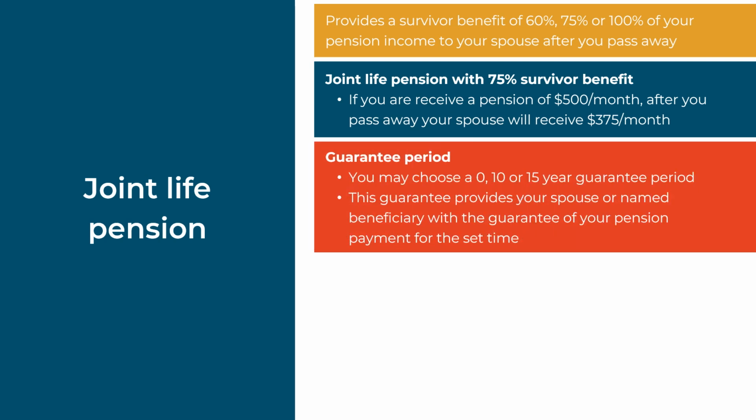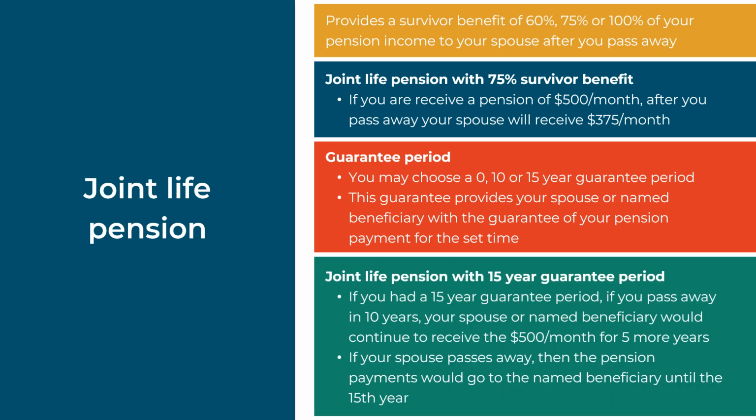You can also choose the guarantee period of 10 or 15 years. This guarantee provides your spouse or beneficiary with the full payment for the chosen time frame. For example, if you choose the 15-year guarantee period and you pass away after 10 years, your spouse would continue to receive the $500 per month until the 15-year time frame has passed.